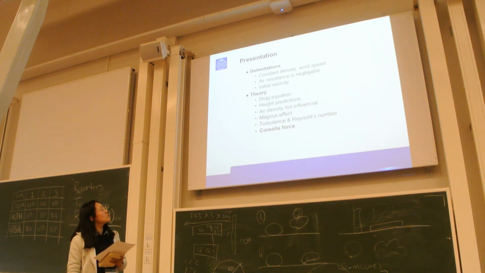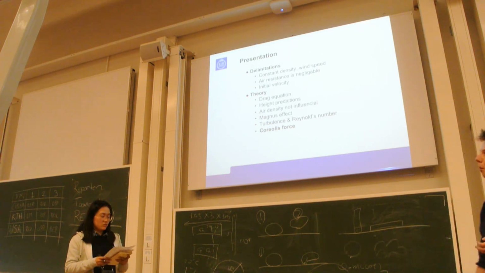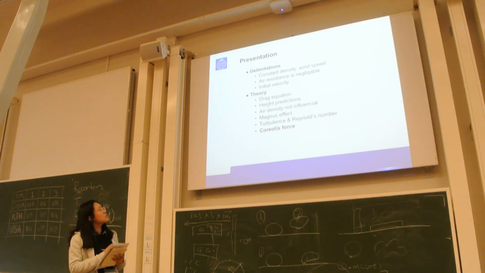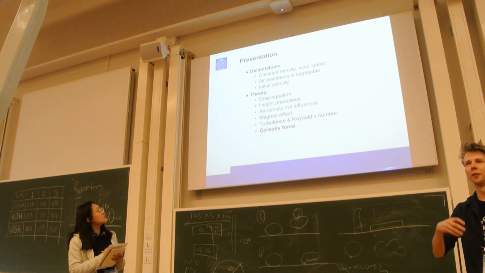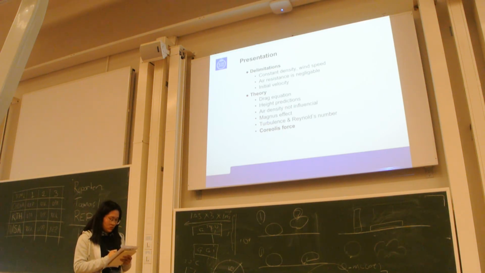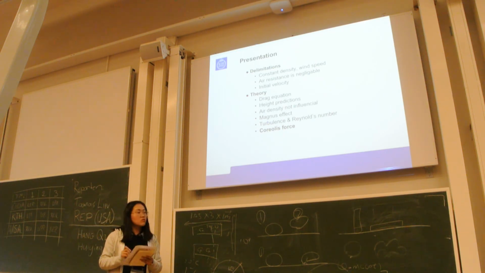For the presentation, there were some delimitations made. This is good, as it is a very broad problem. They seemed reasonable. For the theory, there was a lot of theory about the drag equation and height predictions for the flight of the arrow. There was some consideration of the Magnus effect and some turbulence, but there were also things like the Coriolis effect that were taken into consideration in the theory, which the problem statement we believe tells us not to.